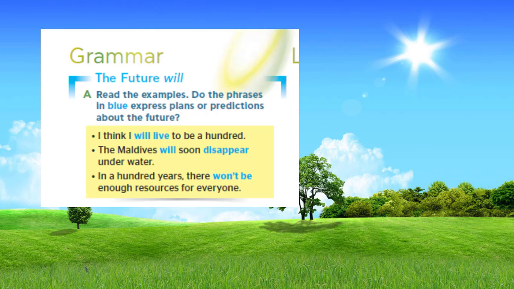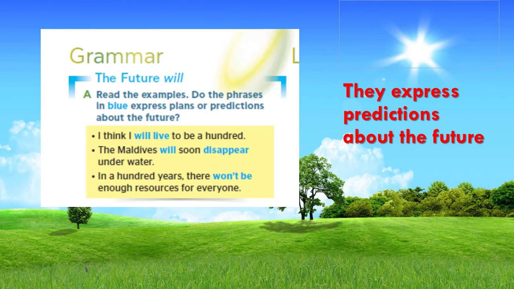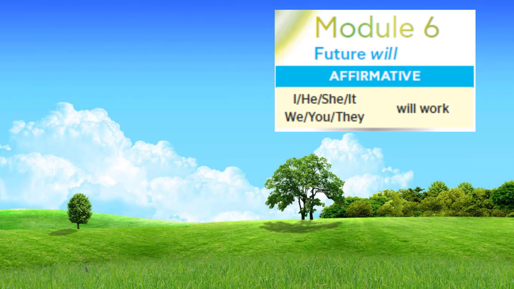Let's figure out whether these phrases express plans or predictions. I think I'll live to be 100 years. The Maldives will soon disappear underwater. In 100 years, there won't be enough resources for everyone. As you see, these phrases express predictions about the future.